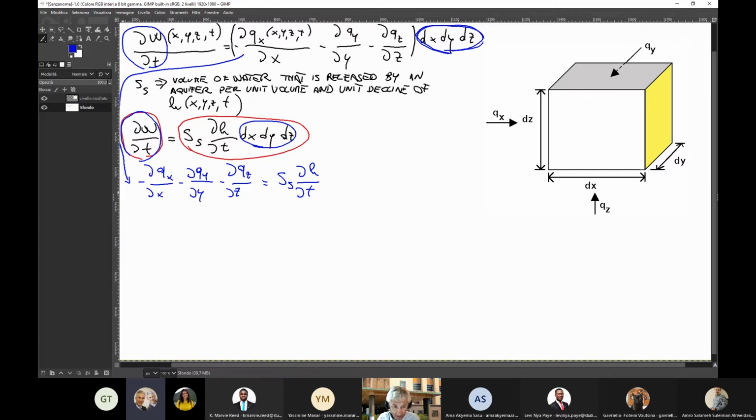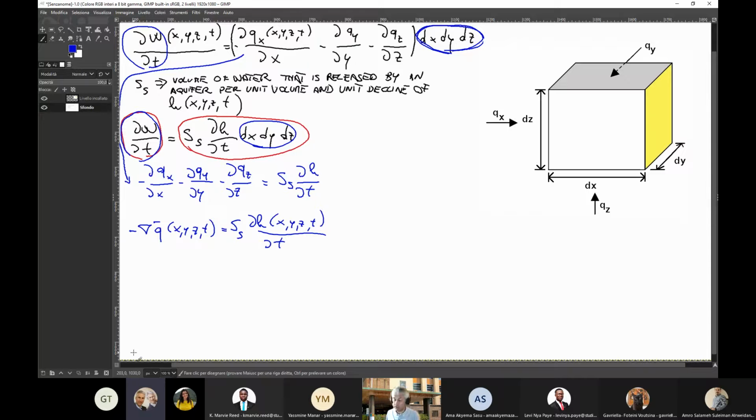Okay, very good. And therefore, in compact form, I can say that minus the divergence of Q, and then let me here highlight the dependence on the coordinates, minus the divergence of Q, where Q is a vector now, is equal to SS derivative of H(X, Y, Z, T) with respect to time. Okay, this is a simple substitution.